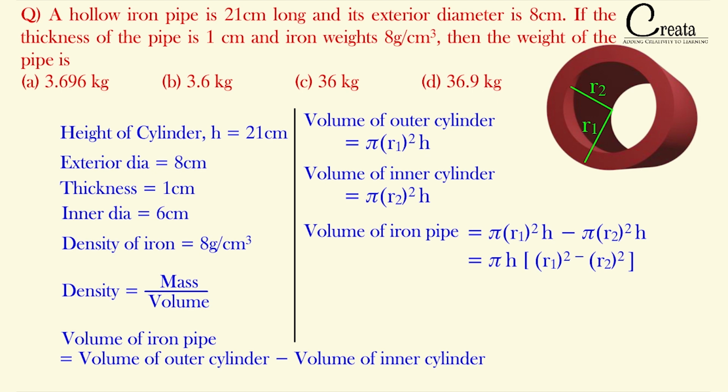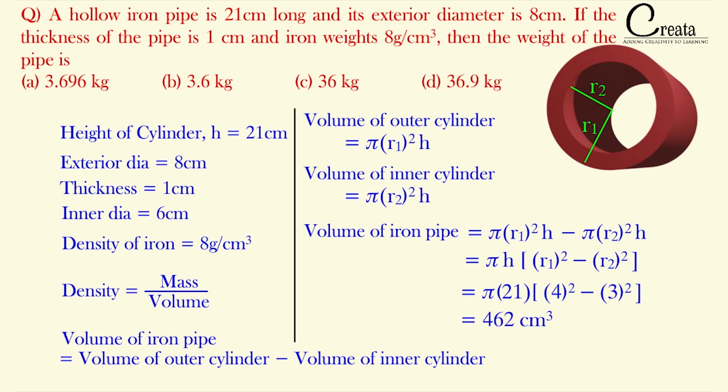And here R1, that is the radius of the outer cylinder, will be equal to half of the diameter, that is 8 by 2, which is 4. And R2, that is the radius of the inner cylinder, will be equal to half of the diameter, that is 6 by 2, that is 3 centimeter. So we got R1, R2 and h is given in the question as 21 centimeter. Let's put the value. On solving, we got our final answer as 462 centimeter cube.